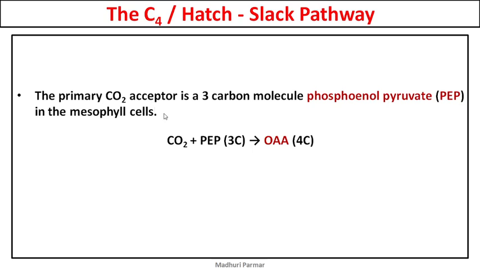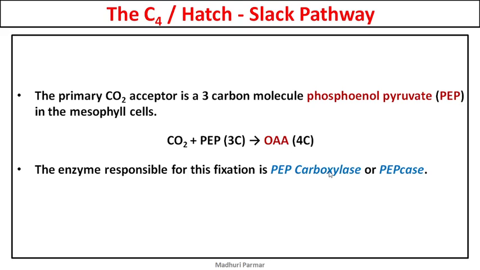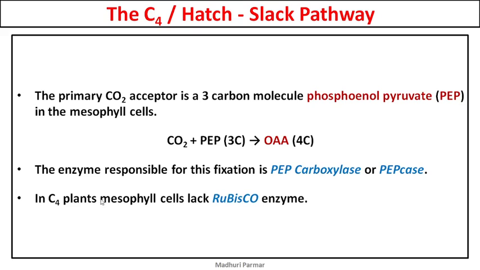So what is the whole reaction? Carbon dioxide plus PEP, which is a 3-carbon compound, will give you oxaloacetate, which is a 4-carbon compound. So carbon dioxide plus PEP giving you oxaloacetate. The enzyme here is PEP carboxylase, or PEPcase in short, which is nothing but phosphoenol pyruvate carboxylase. In C4 plants, the mesophyll cells lack Rubisco enzyme. So here the first enzyme is not Rubisco, pay attention, and the mesophyll cells themselves do not have Rubisco enzyme.